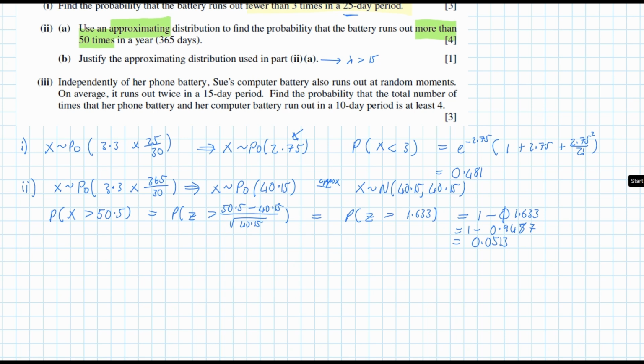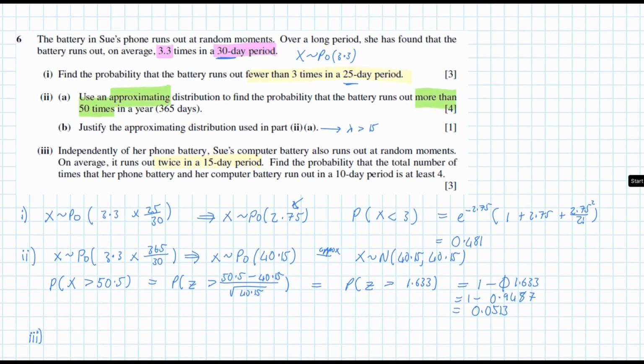Now, part 3. Independently of her phone battery, Sue's computer battery also runs out at random moments. On average, it runs out twice in a 15-day period. She's a bit unlucky with her tech. Find the probability of the total number of times the phone battery and computer battery run out in a 10-day period.